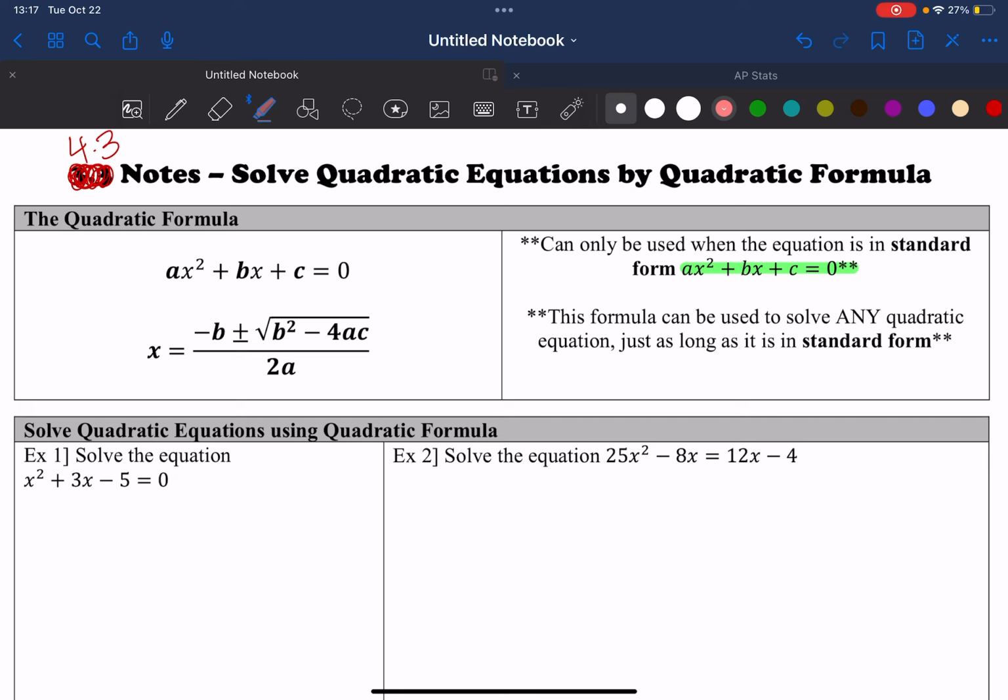over 2a. So if you want to look that up and listen to that song on repeat, go ahead and go onto YouTube and type in the quadratic formula song, and it's to the rhythm of Pop Goes the Weasel.